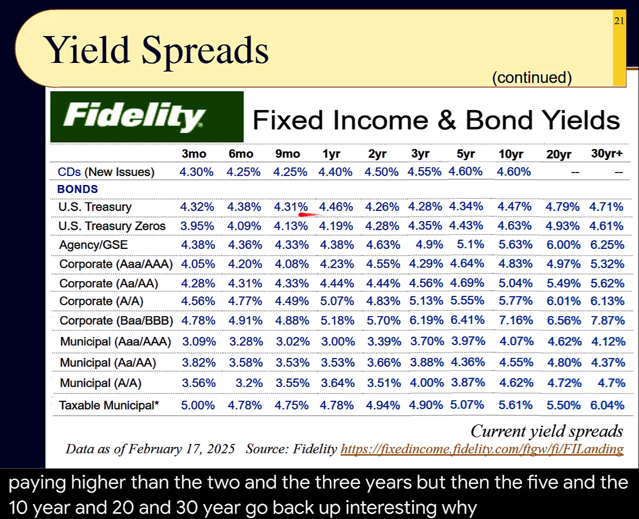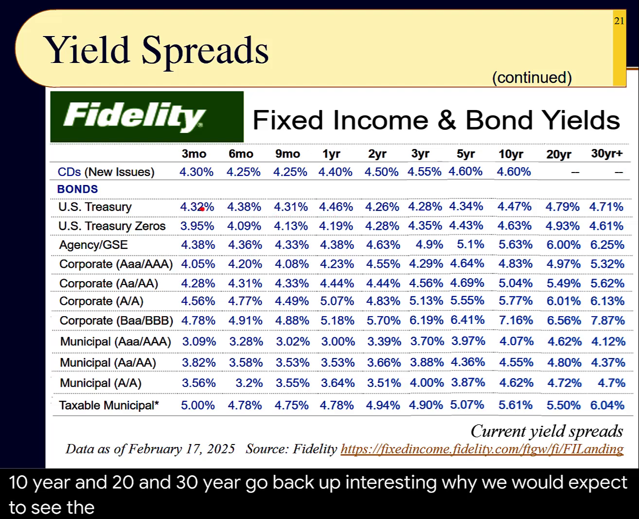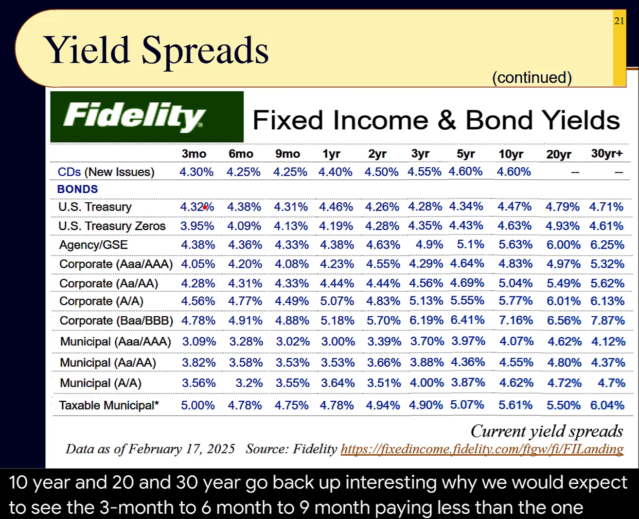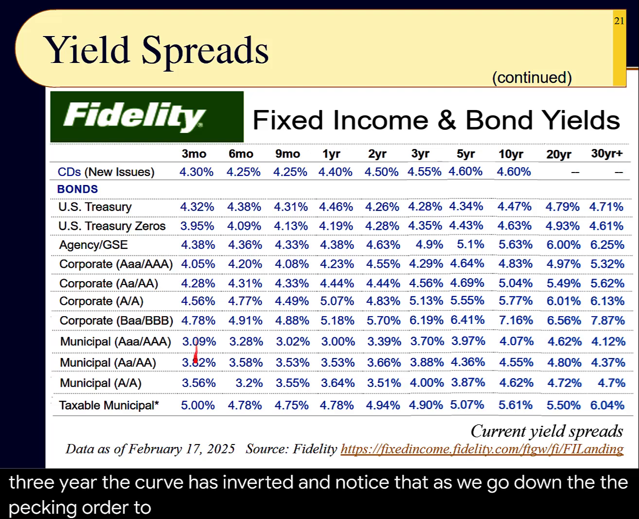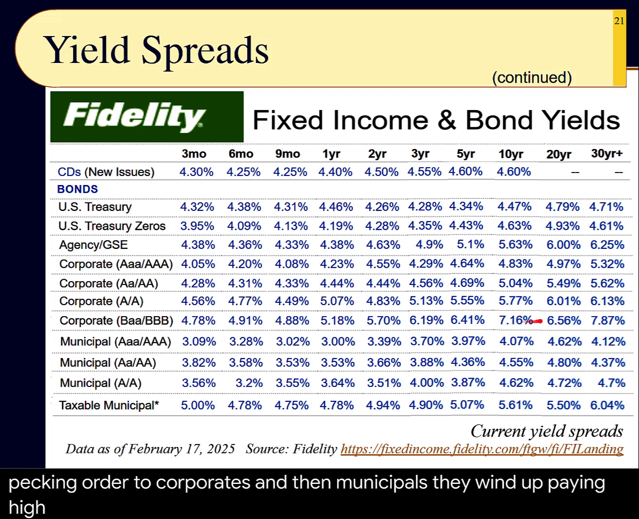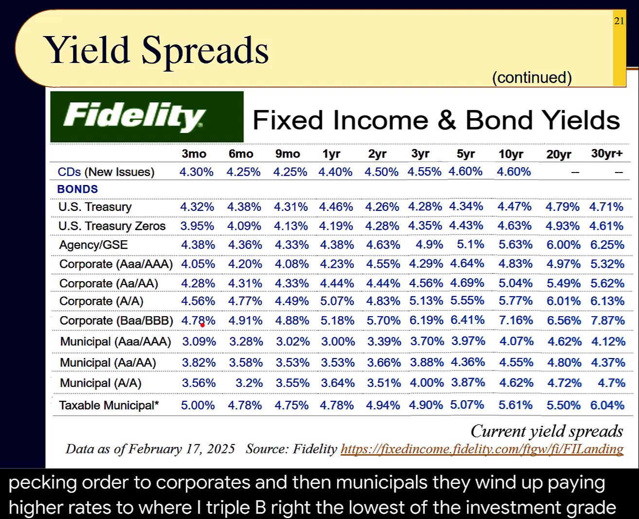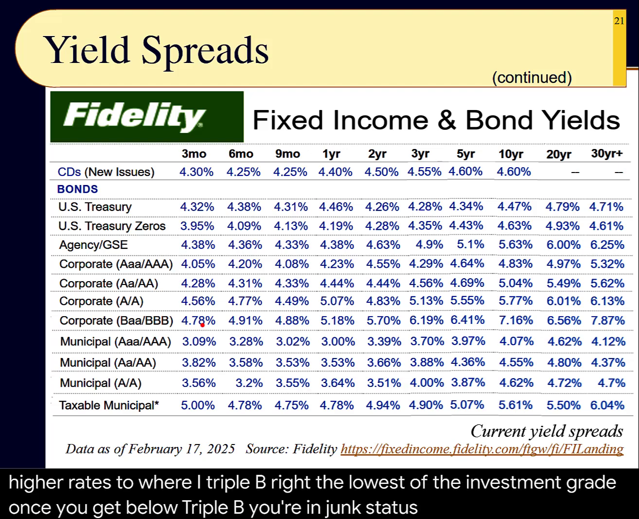Interesting. We would expect to see the 3-month, the 6-month, the 9-month paying less than the 1, 2, 3 year. The curve has inverted. And notice that as we go down the pecking order to corporates and then municipals, they wind up paying higher rates, to where a triple B, the lowest of the investment grade, once you get below triple B, you're in junk status, over 20 years.